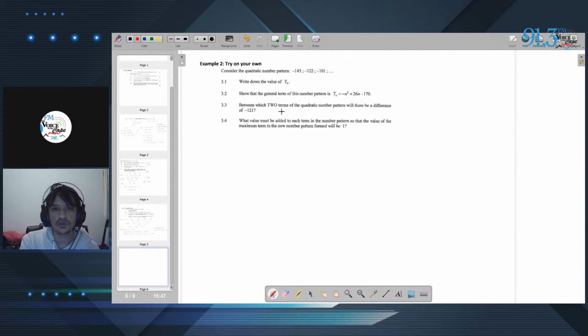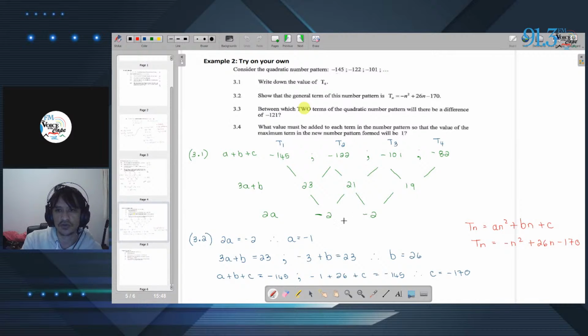So, between which two terms of the quadratic number pattern will there be a difference of negative 121? So, they're of course speaking about the first difference here. Right? Because we know our second difference is a constant value of negative 2. So we can see that our first difference is decreasing in increments of negative 2. So somewhere along the line, this is going to be really tiny, and there's going to be some term over here.